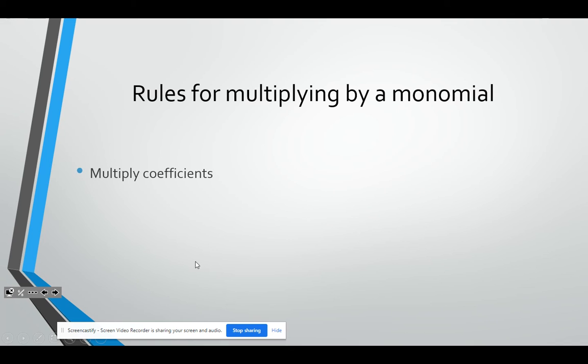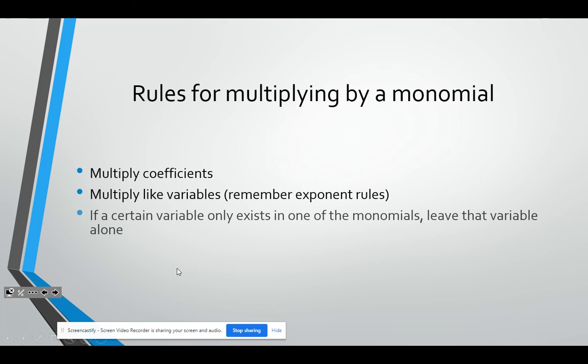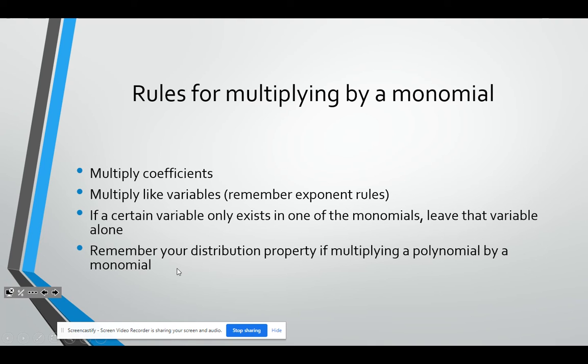Your rules for multiplying a monomial: you first want to multiply your coefficients, multiply the like variables, and you need to remember your exponent rules from Unit 1 and our review of them in the last unit. If a certain variable only exists in one of the monomials, you want to leave that variable alone. If you're doing polynomial times monomial, you want to remember your distribution property techniques.